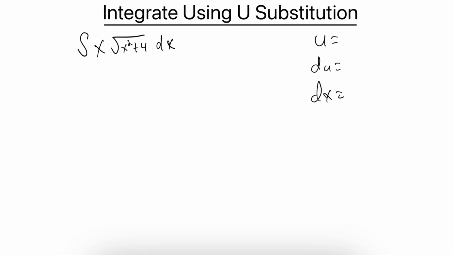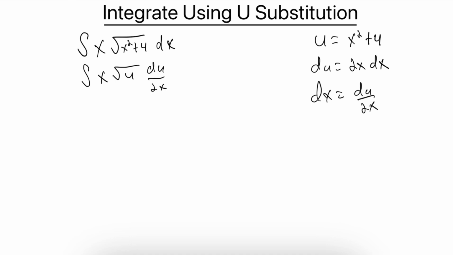So now we're going to find the integral of x times the square root of x squared plus 4. So for our u, we're going to pick x squared plus 4. We'll take the derivative of that. We have 2x dx. And to get dx by itself, we have du divided by 2x. We'll sub everything back in. We have the integral of x times the square root of u du divided by 2x.